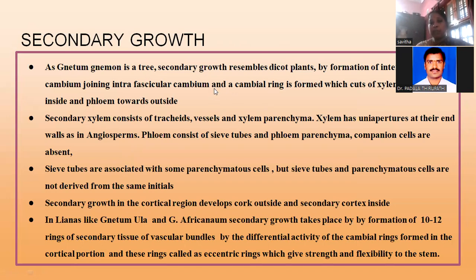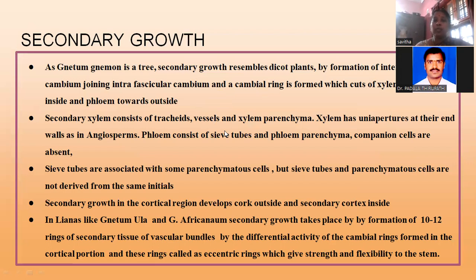We know that the cambium present in between the primary phloem and primary xylem is called the intrafascicular cambium. During the secondary growth, between the vascular bundles, from the conjunctive or parenchymatous tissue, a cambium will be formed, which is called the interfascicular cambium. This joins the intrafascicular cambium, forming a cambial ring, which cuts off xylem towards inside and phloem towards outside. By this, the stelar secondary growth takes place.